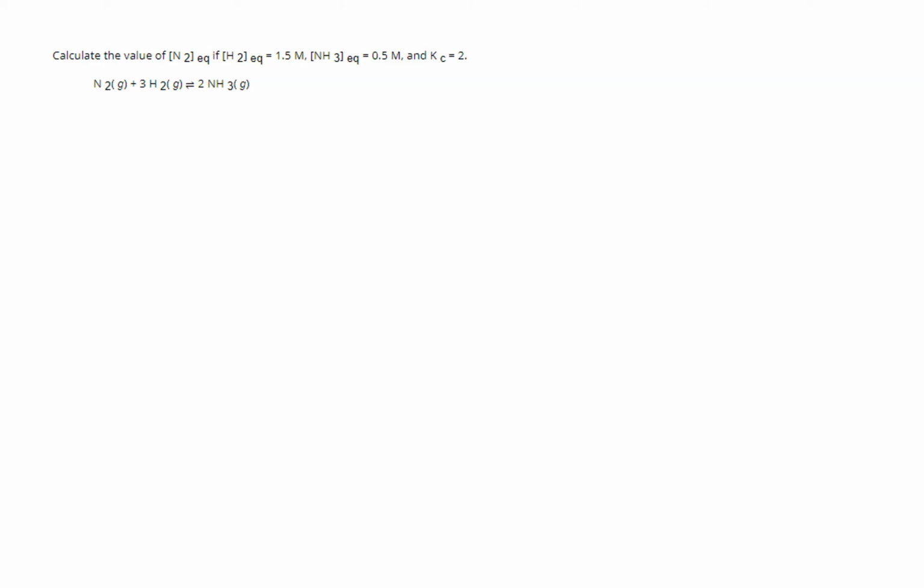So for this, let's start and just get our expression together, because what we're going to want to solve for is the concentration of nitrogen at equilibrium, but we're given an equilibrium constant. So the equilibrium constant for this is going to be our product, in this case ammonia, squared over the concentration of nitrogen times the concentration of hydrogen cubed.